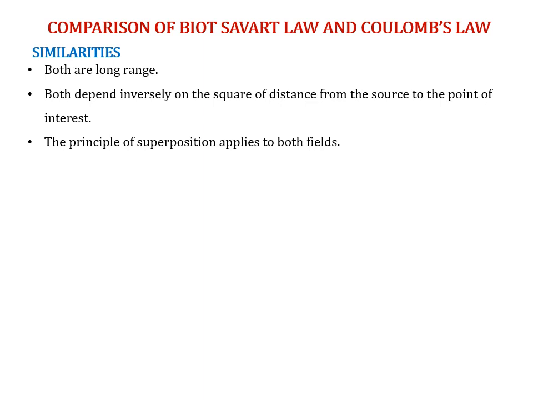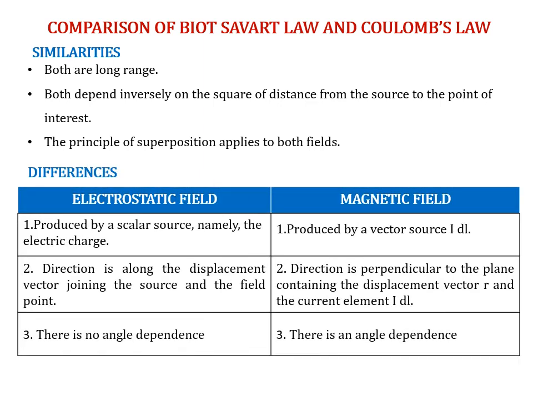Let us now take some differences. Difference between electric field and magnetic field. Electric field is produced by a scalar source, that is electric field is produced by charge which is scalar in nature, whereas magnetic field is produced by a vector source. Magnetic field is produced by current element, that is IDL. It is a vector quantity.